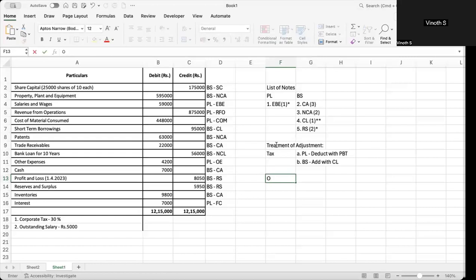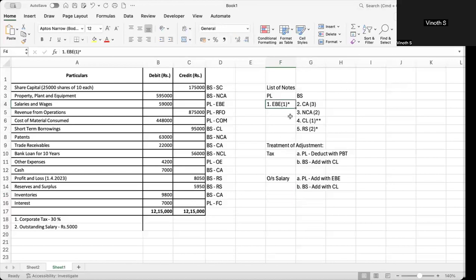Second is outstanding salary. In P&L, add with employee benefit expenses. In the balance sheet, add with current liability. So this is the adjustment item. These 3 steps are called planning level steps. If you do the planning level, doing the numerical becomes very easy. It makes you very clear about that.